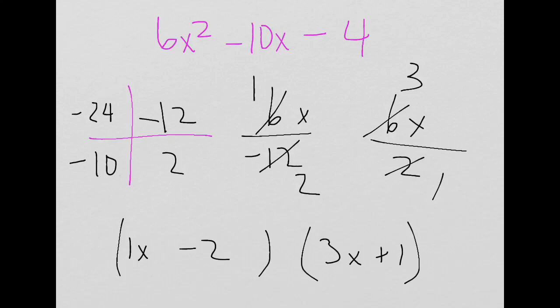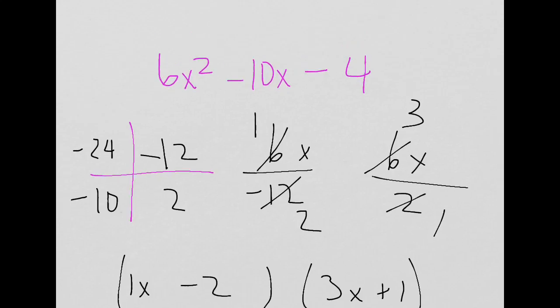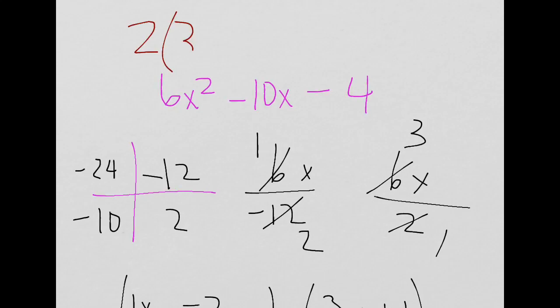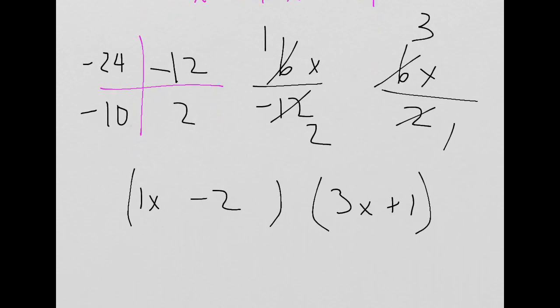What can I divide all three of these numbers by? 2. So if I divided all three of those numbers by 2, I'd have a 2 on the outside. So 2 times 3x squared minus 5x minus 2. So really, this polynomial in red is the same as this polynomial in the pinkish purplish color. Because really what I need to add out here in the front is what? A 2.